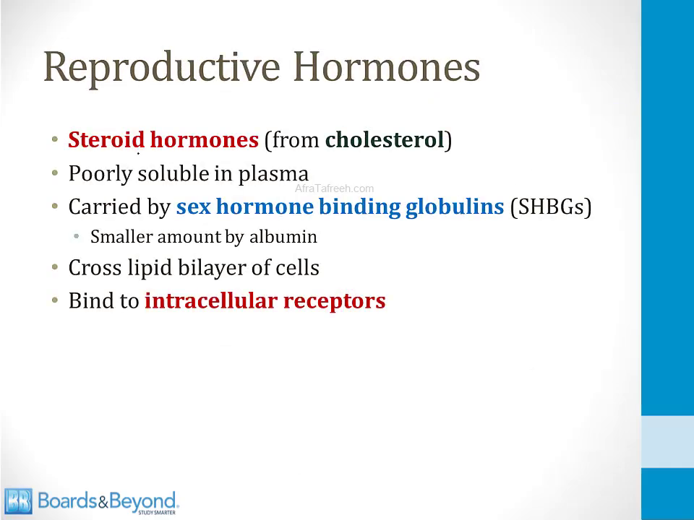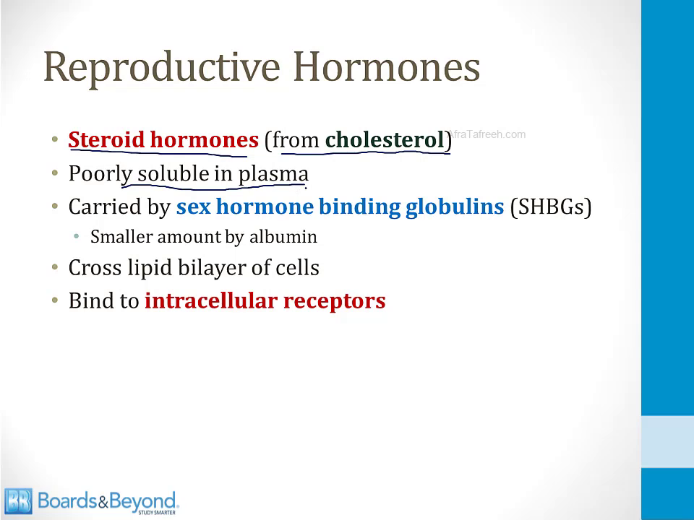As you can see from the chemical structures on the last two slides, all of the reproductive hormones are steroid hormones. They are all synthesized from molecules of cholesterol. They have a chemical structure that is very similar to cholesterol. This means they are poorly soluble in plasma. They are made up mostly of carbons and hydrogens, and structures like that are poorly soluble in plasma.